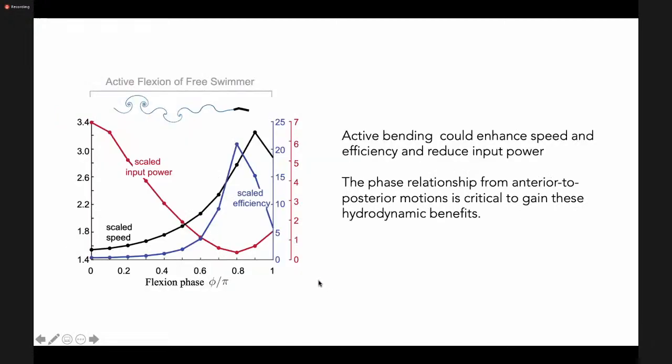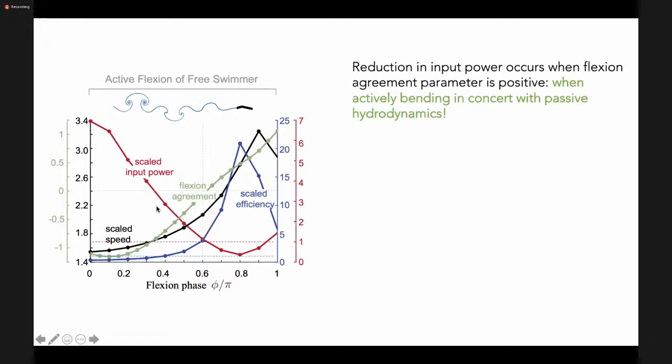And it turns out that, just to remind you, when you're actively bending, you get most advantage when you're bending near antiphase. So now when we computed this bending agreement parameter with passive flow, this is what we get. We see that the flexion agreement parameter is negative, so you're fighting against the flow when you're bending actively in phase, and it's positive, or you're bending with the flow, when you're bending anti-phase. So actively bending in concert with passive hydrodynamics helps. And we saw that there is a clear correlation between when this flexion agreement parameter or bending agreement parameter is positive and the improvement in speed and efficiency that we see in the active flapping.